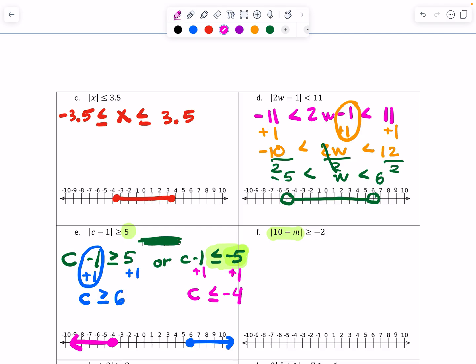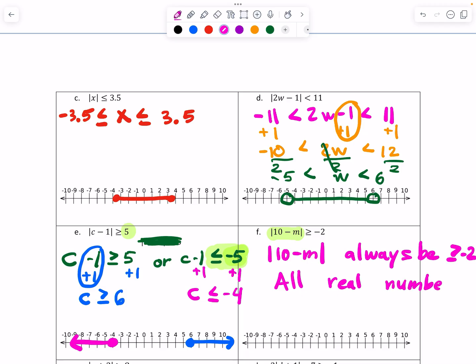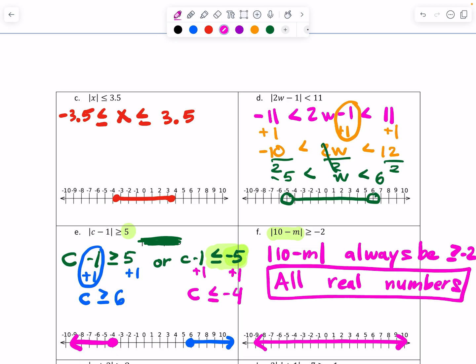This value will always be greater than or equal to negative 2. So our answer is going to be all real numbers. Any value of M I put in there, the absolute value of 10 minus that number will always be greater than or equal to negative 2. So I'm actually going to use the whole number line as my answer. Could be all real numbers.